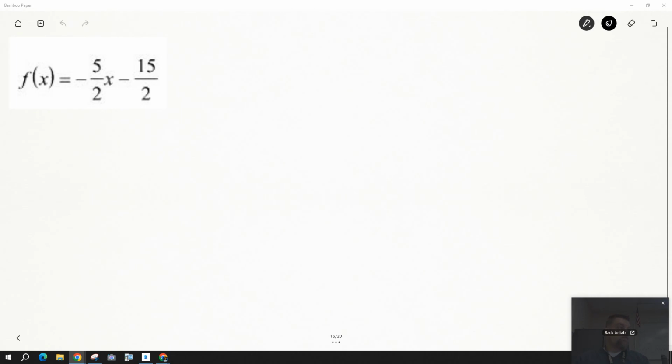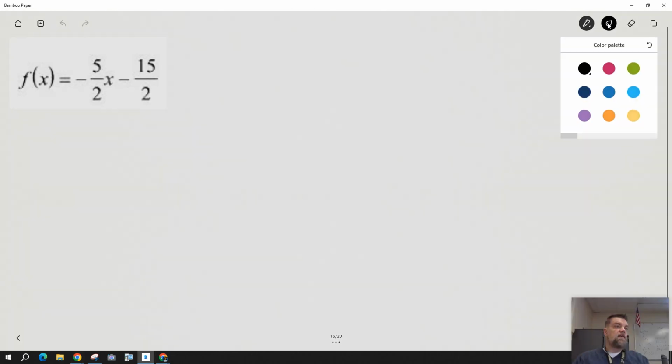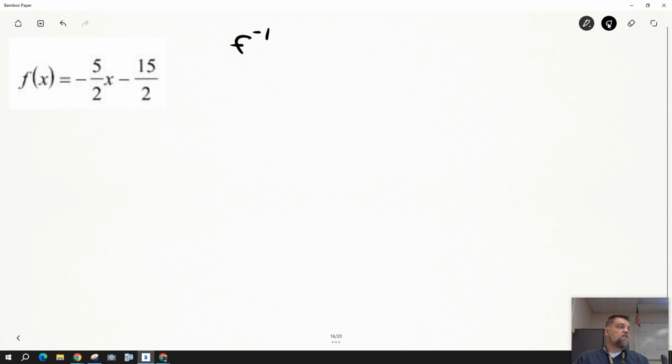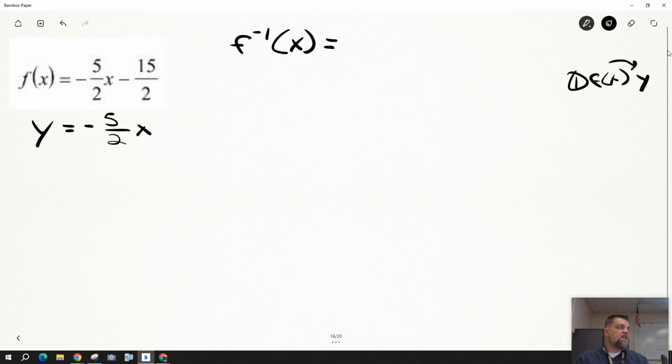So for problem number 15, we're being asked to find f inverse of x. Remember the steps: we're going to take f of x and plug in a y. So this becomes y equals negative 5 halves times x minus 15 halves. Step 2, we're going to solve for x equals some stuff.